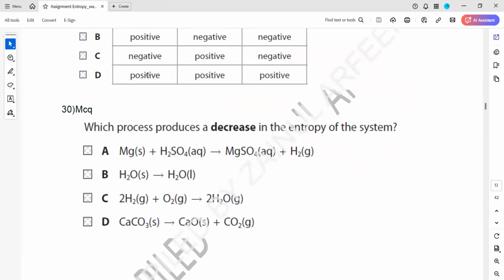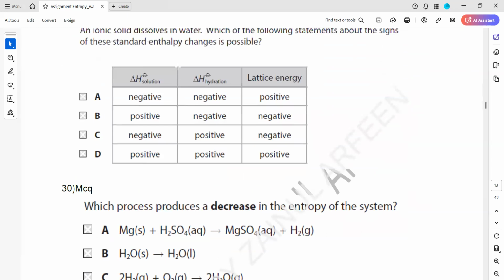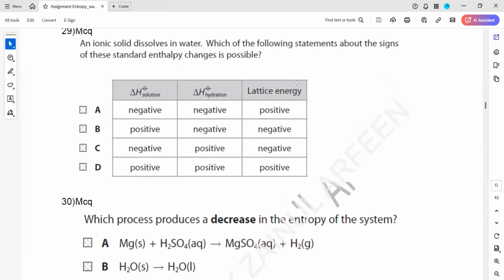Question 30, which process produces a decrease in entropy? Sir, one question. The hydration energy is also always negative, right? Always negative, and lattice is always negative. So look, enthalpy of solution is hydration minus lattice, and both of them are negative, so double negative signs. So this will be negative, like say -3, and this is minus, and say this is -4. So we get -3 plus 4, so we got a +1 answer.